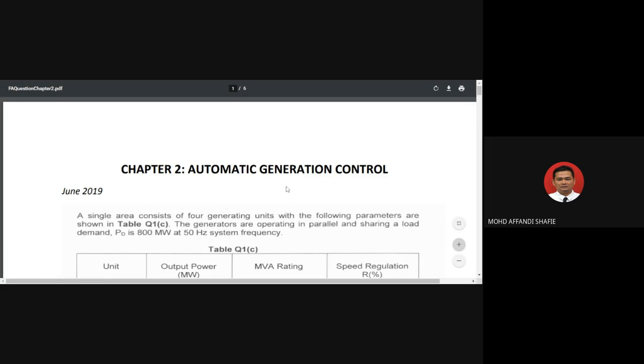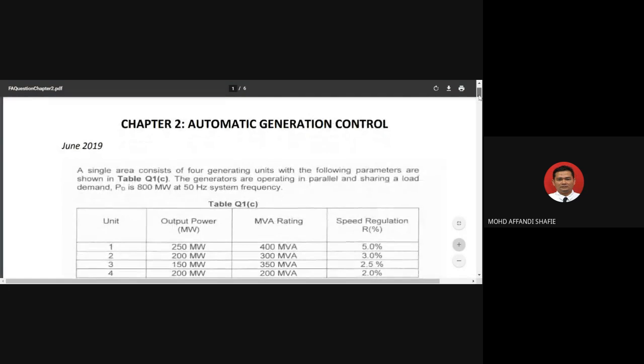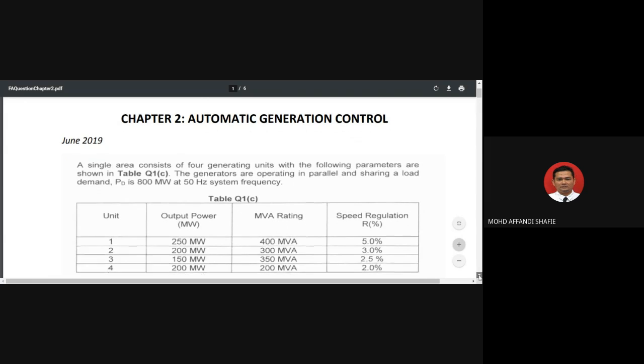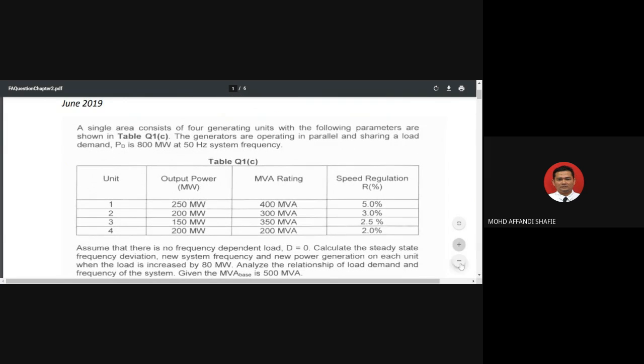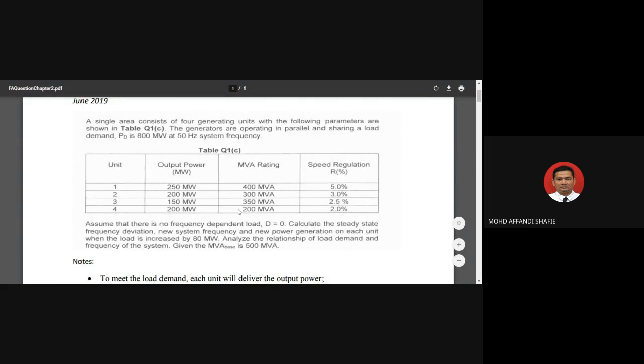Chapter 2 Automatic Generation Control, June 2019. Nampak sir? Nampak? Nampak sir, nampak. Okay. Ni contoh yang lain. Kalau you baca yang ni, dia kata apa sebenarnya?